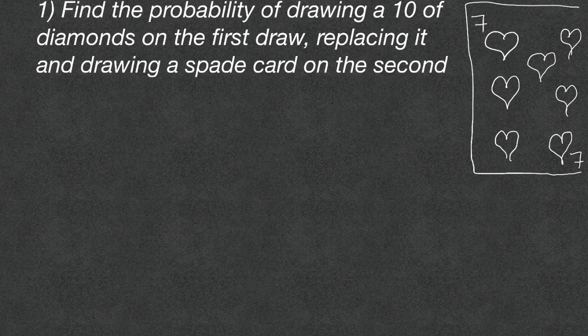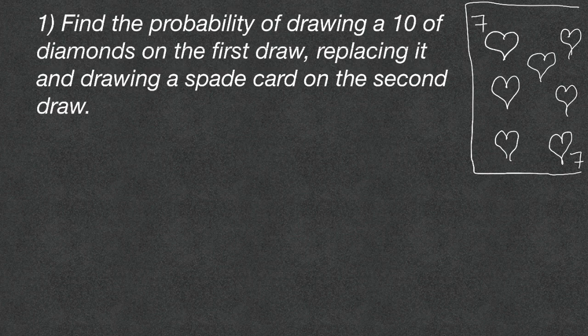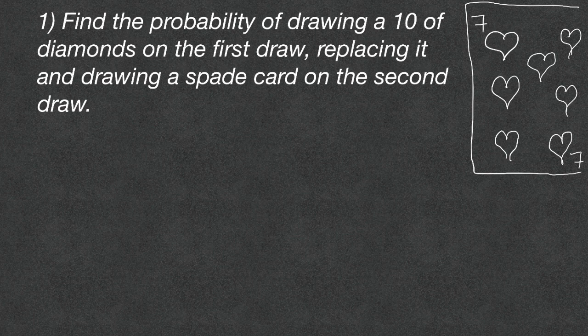Okay, find the probability of drawing a 10 of diamonds on the first draw, replacing it and drawing a spade card on the second draw. So this page of probability problems deals with using a deck of cards, and the questions are all based on a 52 card deck without jokers. Okay, so let's keep that in mind. 52 cards and no jokers. We are playing with a full deck. That's why there are no jokers. I'm just kidding.